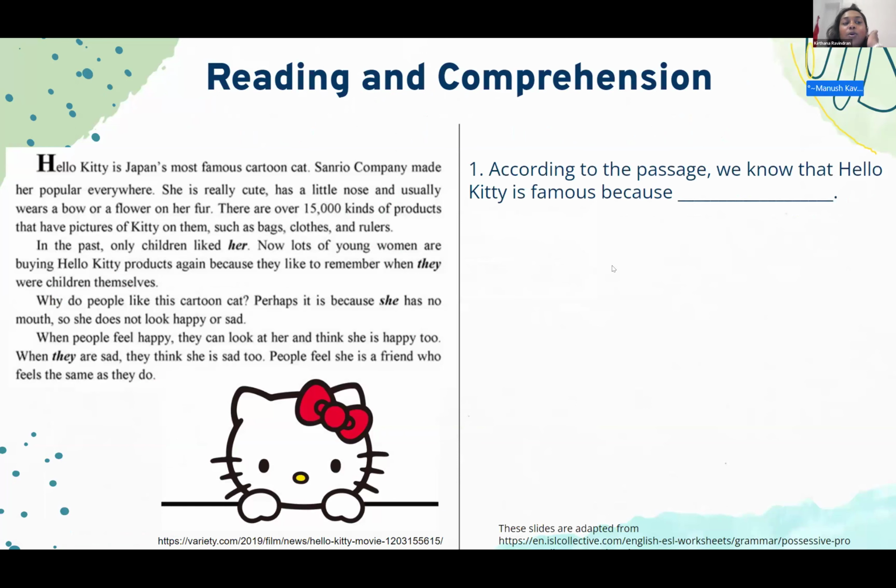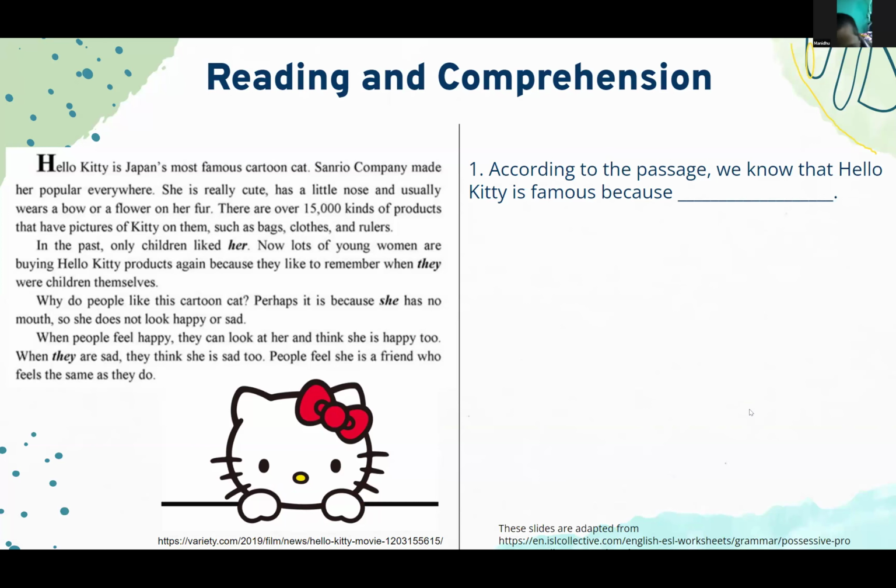Okay. So, now you're going to read this passage. From the same passage that we read, we're going to answer these questions. Okay? So, according to the passage, we know that Hello Kitty is famous because... What do you think? It is a cartoon character because it is a famous character. The famous what? Character. Okay, anyone else want to try?